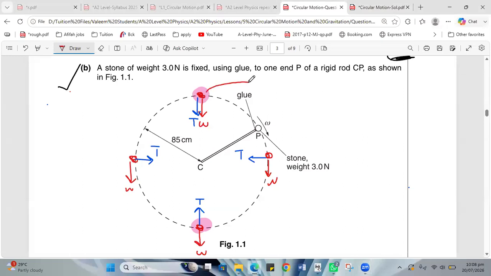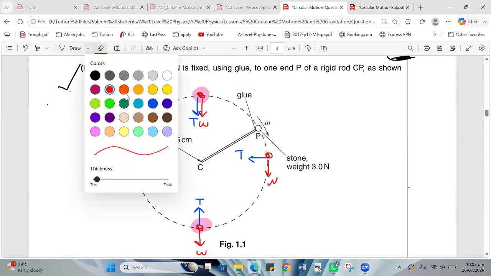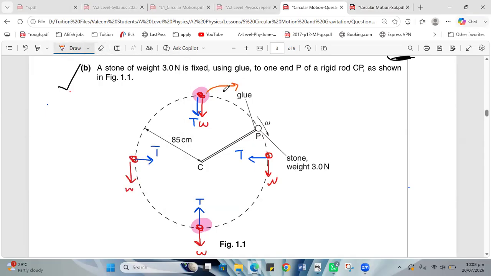Let's start with 12 o'clock. At 12 o'clock, the resultant force, which is basically centripetal force, is equal to tension plus weight, correct? Because tension is downwards towards the center of the circle, and weight is also towards the center of the circle. So you have two forces towards the center, and the centripetal force depends on tension and weight both. And they are added because tension and weight are in the same direction.